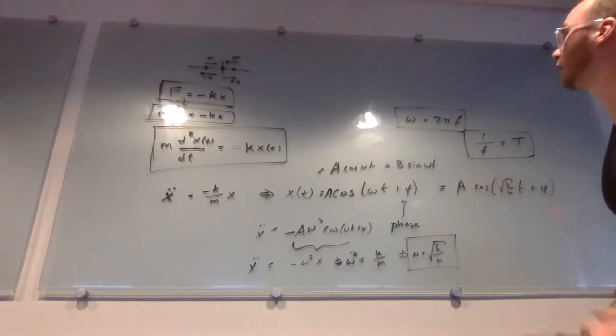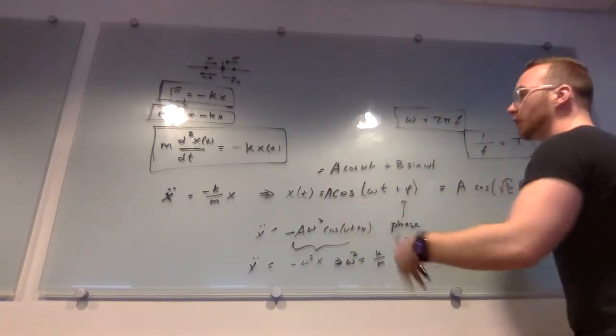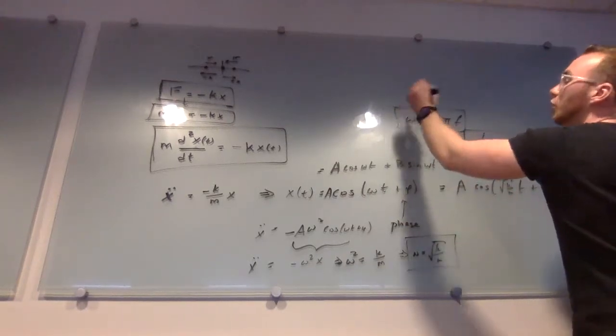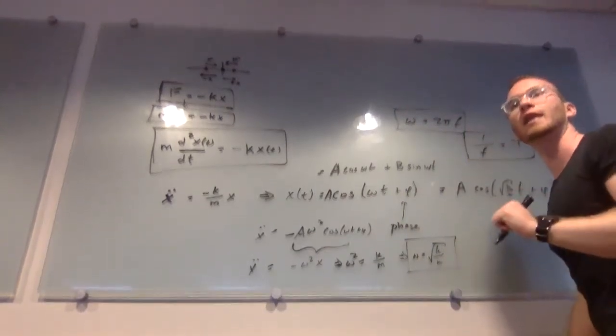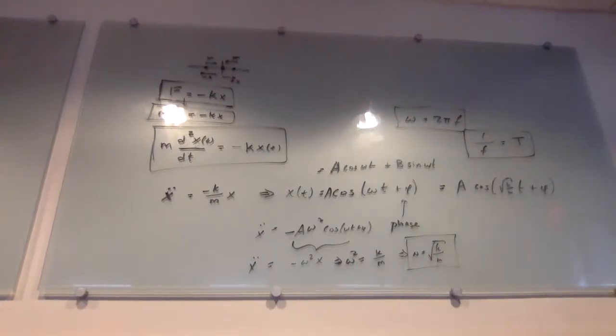And we can even check the units. And again, I keep saying radians don't have units, which is true, but you could still write radians per second.